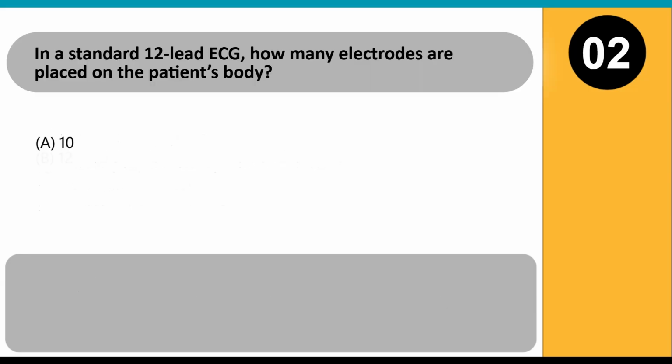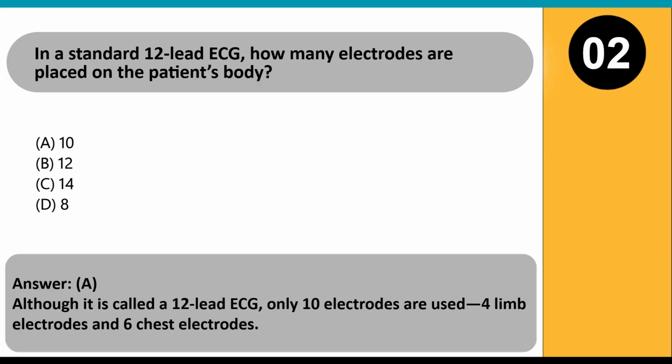In a standard 12-lead ECG, how many electrodes are placed on the patient's body? A. 10. B. 12. C. 14. D. 8. Answer A. Although it is called a 12-lead ECG, only 10 electrodes are used, 4 limb electrodes and 6 chest electrodes.